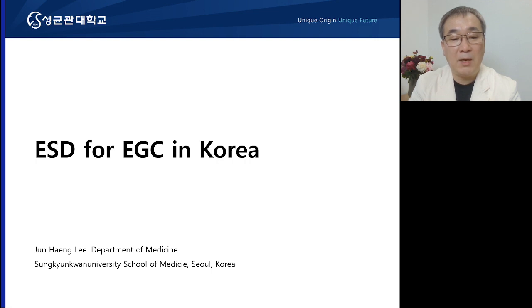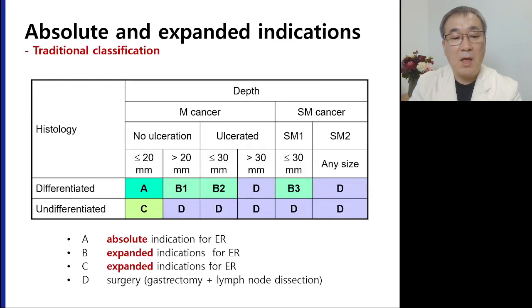My next topic is ESD for EGC. There are two types of indications. Absolute indication means differentiated type mucosal cancer without ulcer and not bigger than 2 cm. Expanded indication includes differentiated type early gastric cancer bigger than 2 cm and selected cases of undifferentiated type early gastric cancers.